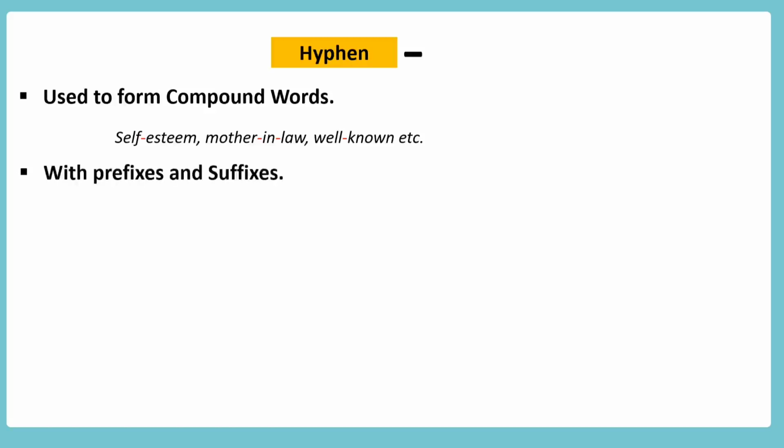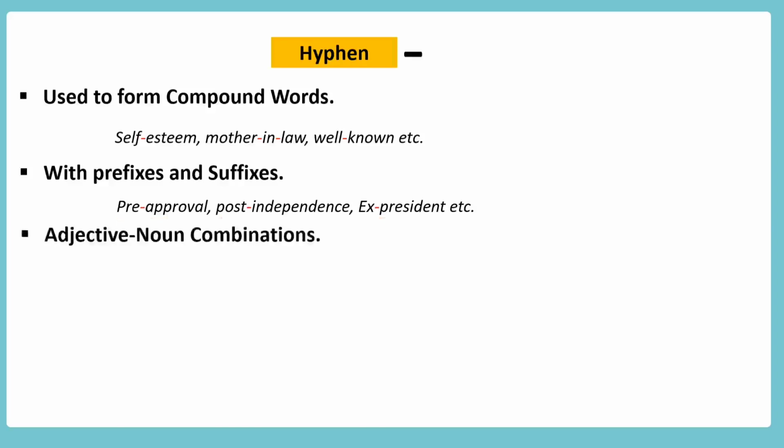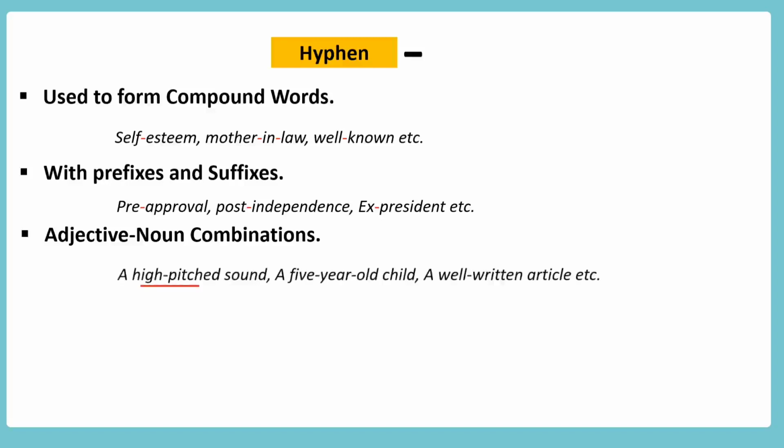Hyphens are used with certain prefixes and suffixes to join them to the base word. Examples include pre-approval, post-independence, ex-president, and so on. Hyphens are also used when multiple words work together as a single adjective modifying a noun. Examples: a high-pitched sound, a 5-year-old child, a well-written article, and so on.